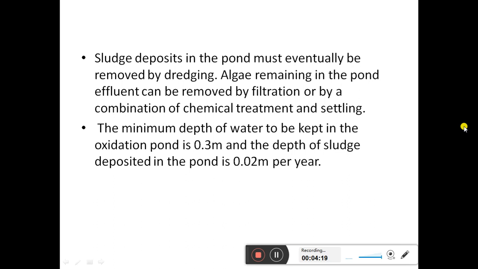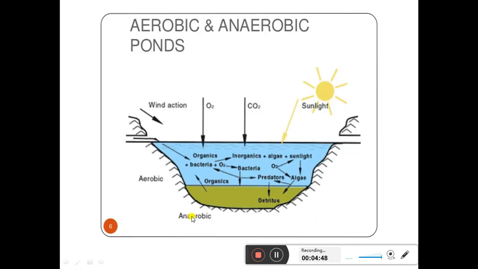The sludge deposits in the pond must eventually be removed by dredging. Algae remaining in the pond effluent can be removed by filtration or by a combination of chemical treatment and settling. The minimum depth of water to be kept in the oxidation pond is 0.3 meter, and the sludge deposited in the pond is 0.02 meter per year. This is the picture of the aerobic, meaning oxidation, ponds. Here we can see this green color is the sludge produced, and sunlight comes, and oxygen, as in the process we discussed.